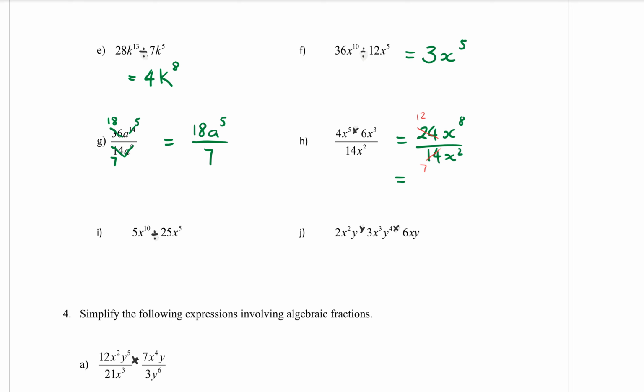Okay? Then looking at the x's, I can subtract off those 2. 8 take away 2 is 6. So I have 6 still left on the top. All right?